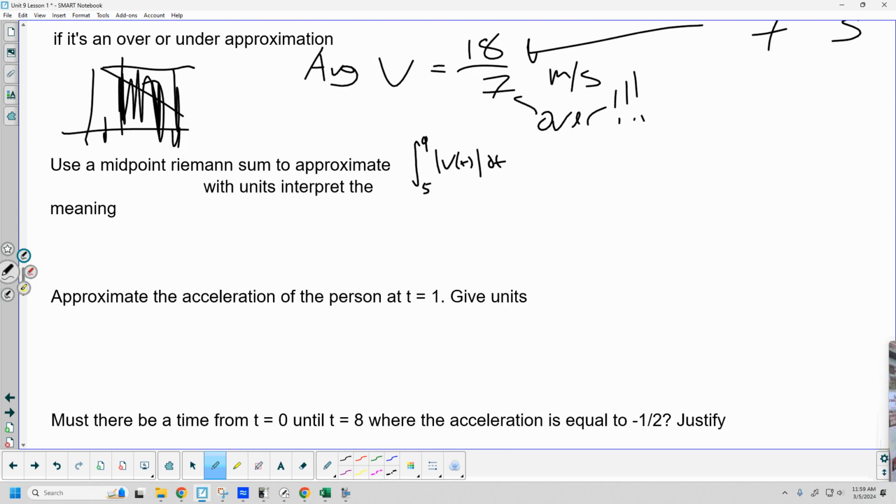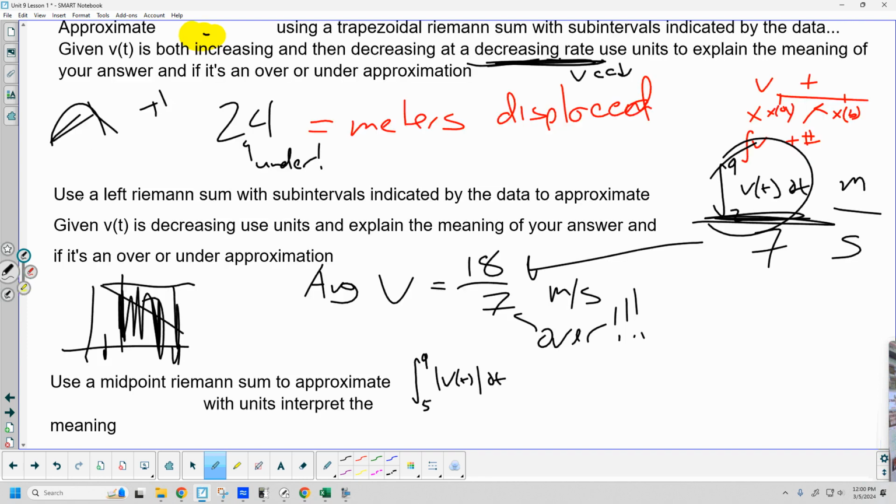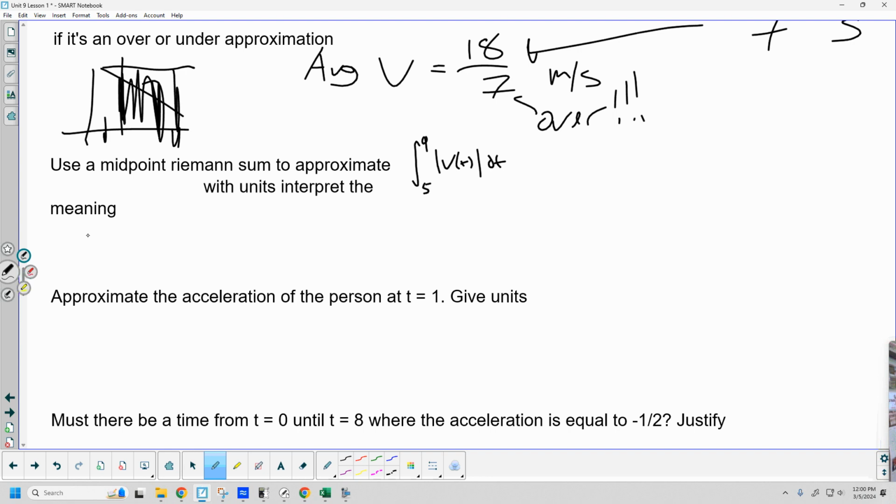Use a midpoint sum to approximate this integral. Two intervals. Use a midpoint Riemann sum with 2 subintervals. It's just area approximation. It's like we're using geometry, we're approximating area.